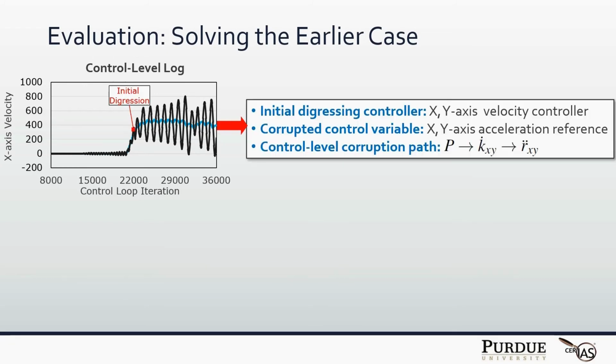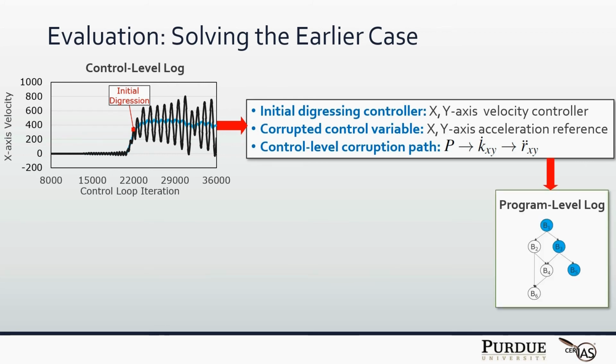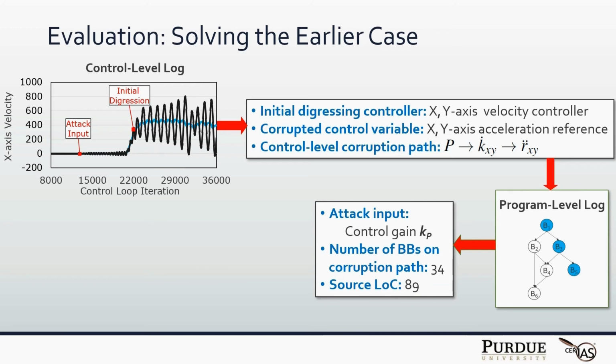Investigators first analyze the control level log to find an initial digression point. MAYDAY identifies XY axis velocity controller as an initial digression controller with the XY axis acceleration reference as corrupted control variables. Then, MAYDAY identifies the corresponding control level corruption path and control program variables. By combining control level corruption paths and the program level logs, including control program data flows in the blue color, MAYDAY traces the initial digression point back to the attack input in the program domain.